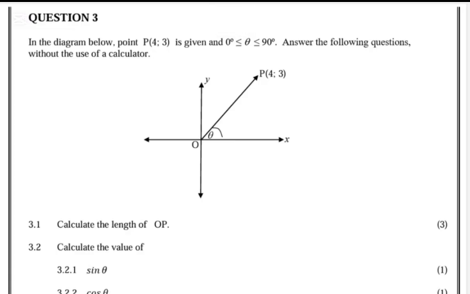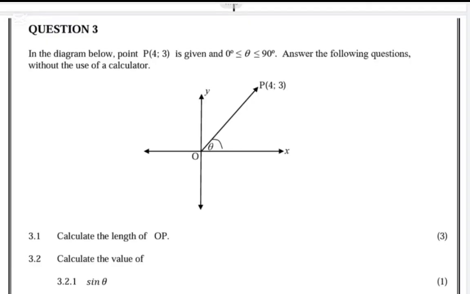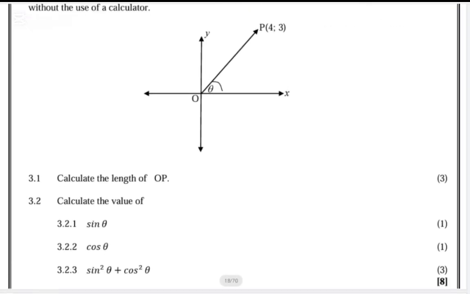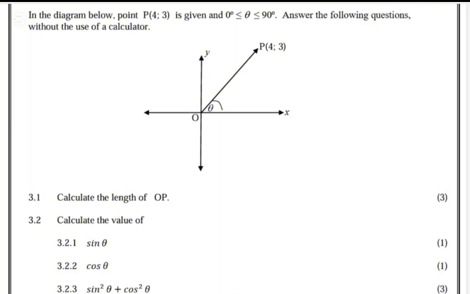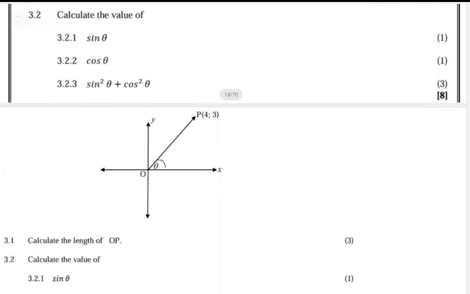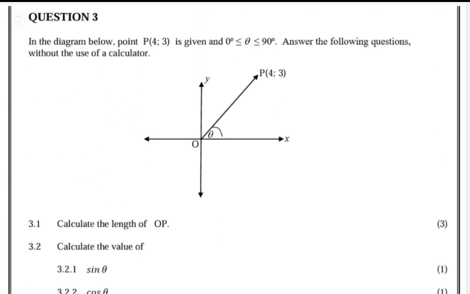So now we are moving on to trigonometry, which is question 3. This one carries only 8 marks. So let's quickly start with the first question. Before we move on, they say in the diagram below, point P, which is this one, is given, and theta, which is the angle they are referring to, is between 0 and 90 degrees.